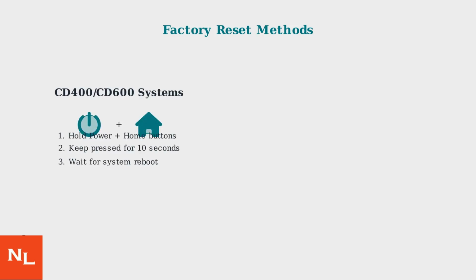When basic diagnostics don't resolve your Astra J infotainment issues, factory reset procedures are your next step. Different system types require different reset methods. For CD400 and CD600 systems, hold the power and home buttons simultaneously for 10 seconds. The system will reboot automatically, taking 30 to 60 seconds to complete.